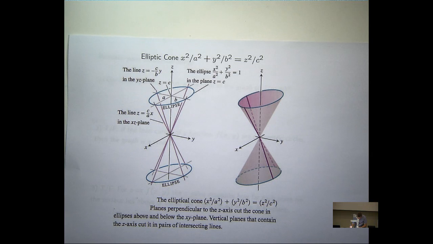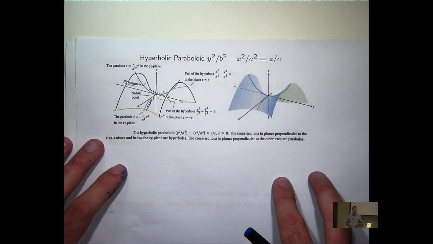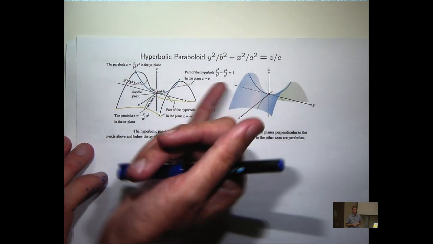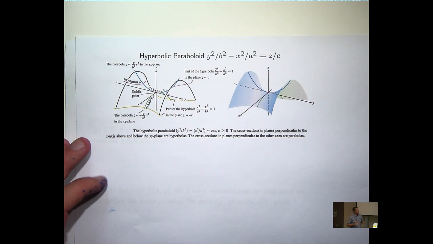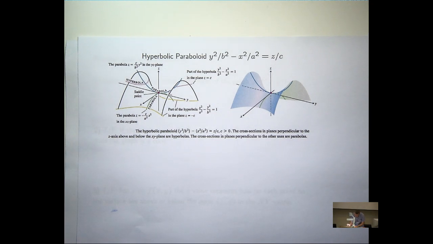Cones. Cones are really important in this course. The vertical intersections are going to be lines. The horizontal intersections are going to be ellipses. Now with this one, this is the one we looked at before, the horizontal slices are going to be hyperbolae, and the vertical slices are going to be parabolas.